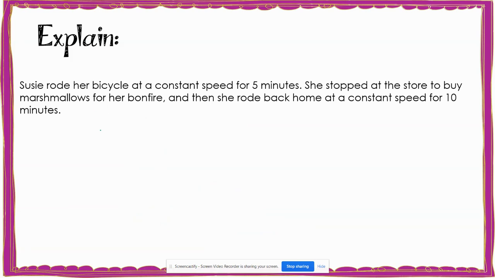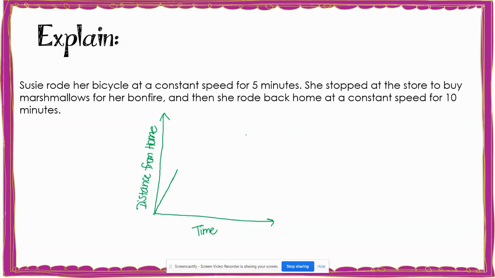Next, we see Susie rode her bicycle at a constant speed for 5 minutes. So if we're looking at this, she's riding her bicycle. So this one is also probably going to be time and then distance from home. So if she rides at a constant speed, that shows that she is accelerating at a constant speed. So that should be represented using a straight line. Now she does that for 5 minutes. So time elapses for about 5 minutes.